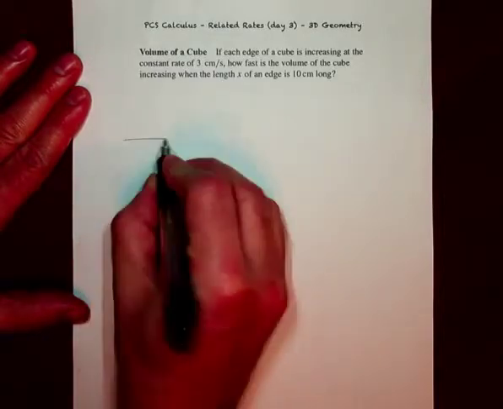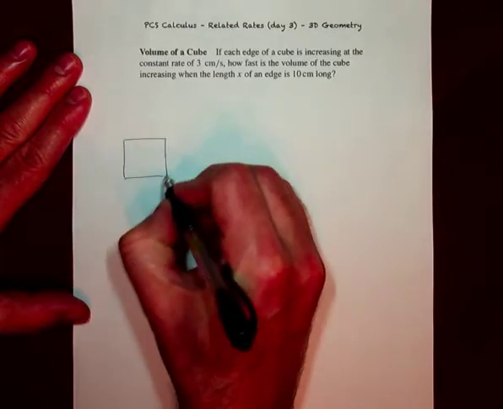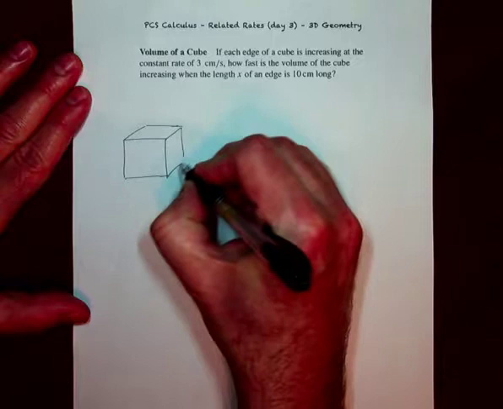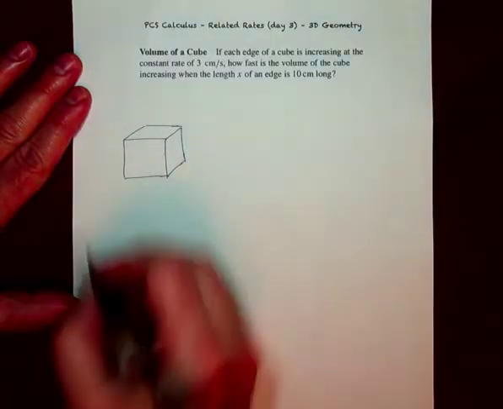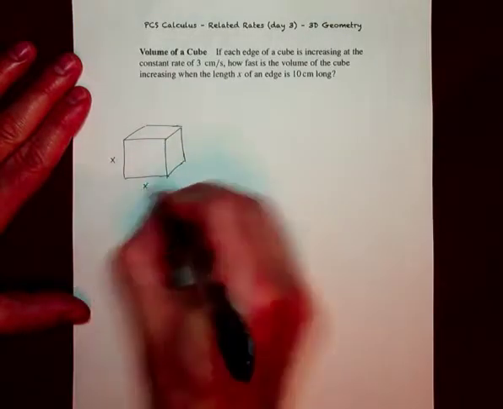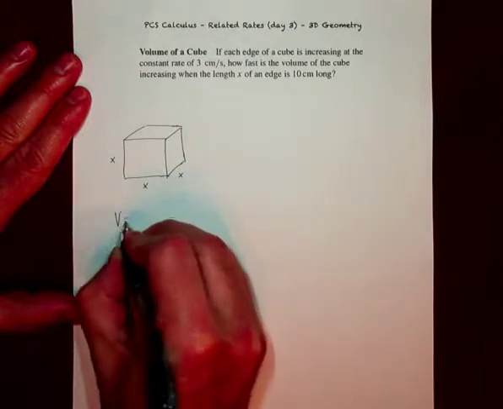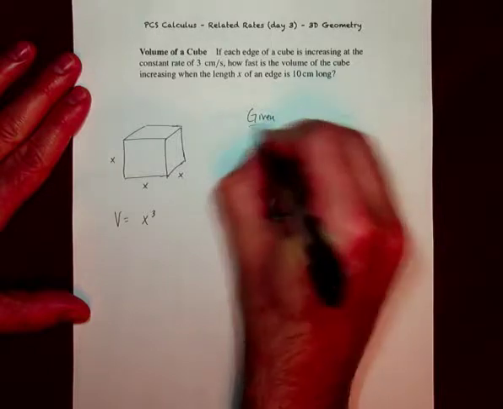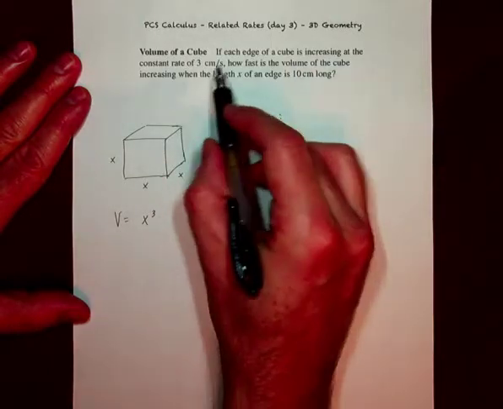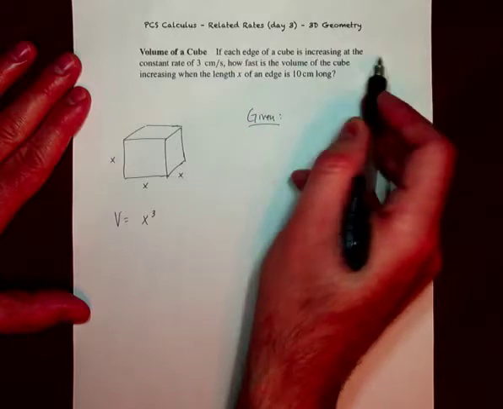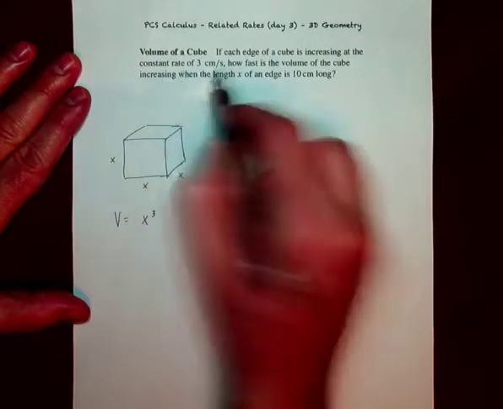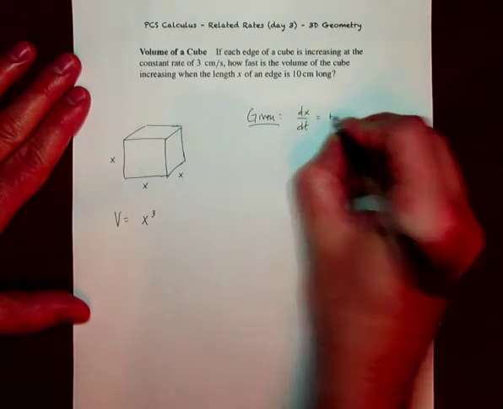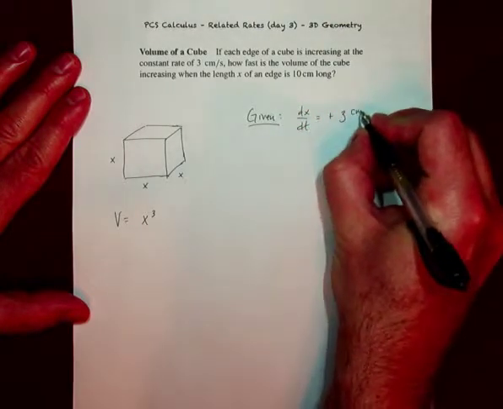So, it's always good to draw what you're dealing with. And in this case, it's a cube, and thankfully we know a cube is x by x by x. So the volume is simply x cubed. Now let's state our given. It says the edge of each cube is increasing at a constant rate of 3 centimeters per second. So dx/dt is increasing, so it's positive, 3 centimeters per second.